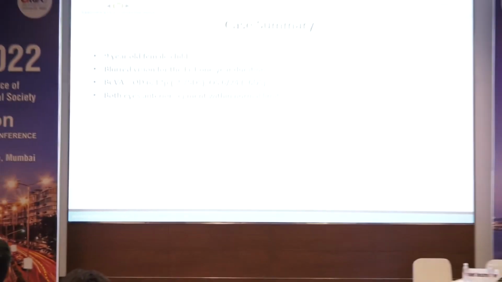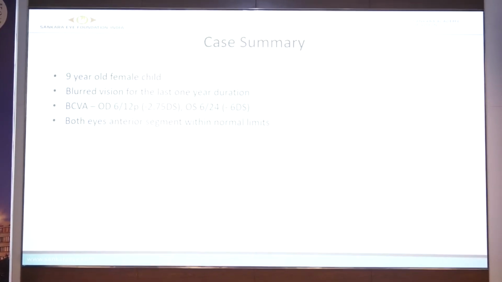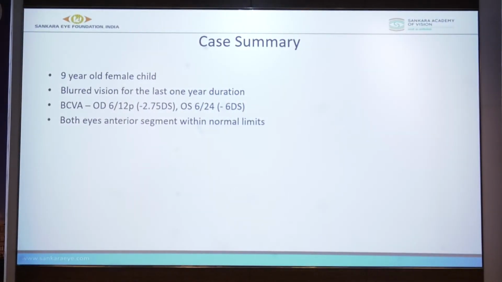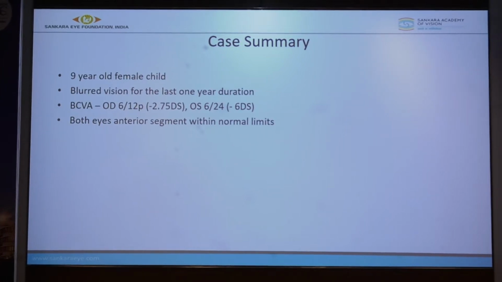So it's a case from when I was in Guntur. A 9-year-old child was brought by her father saying that the child was having issues at school. The child had blurred vision for the last 1 year, but they came only after a 1-year duration. They didn't give any past history of previous ophthalmic records. The vision in the right eye was 6/12 and in the left eye 6/24 with no further improvement. She was a myopic child.